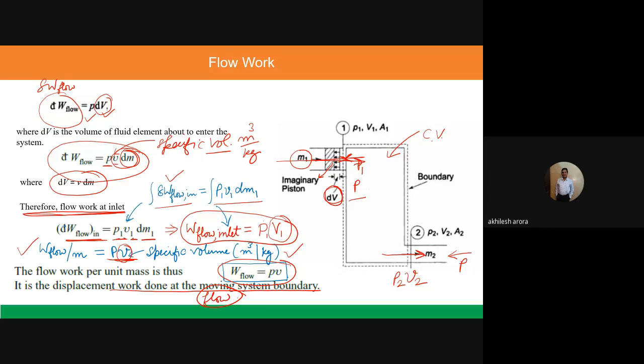Okay, so this is the concept of flow work. This is very important. So now it is 1, so I will stop my lecture here.